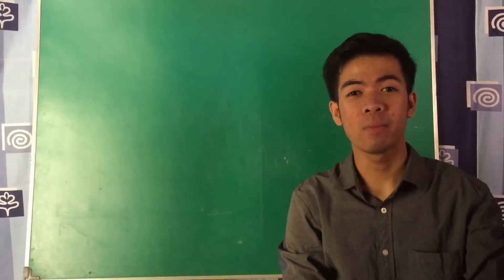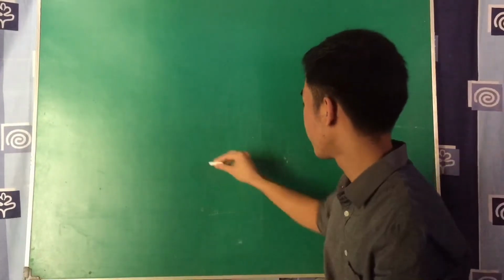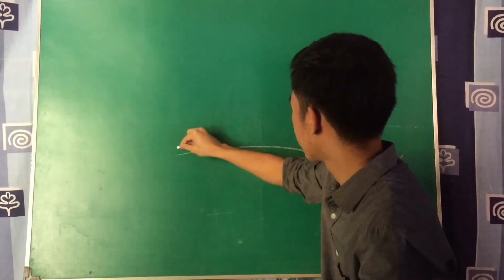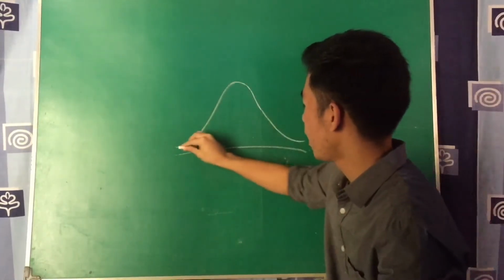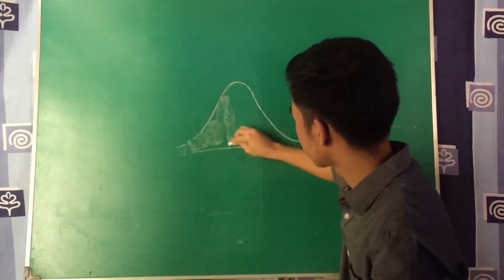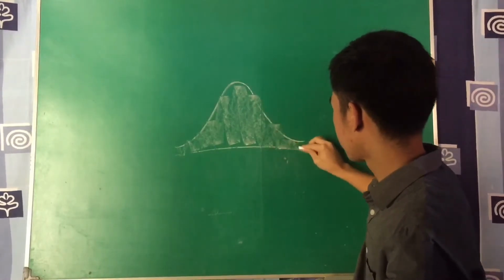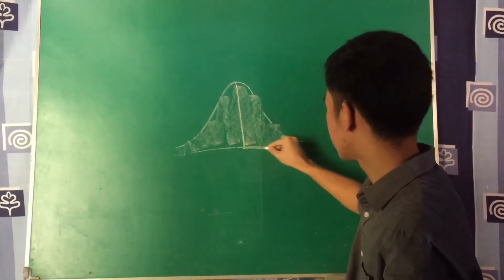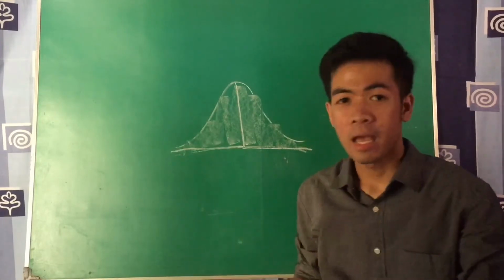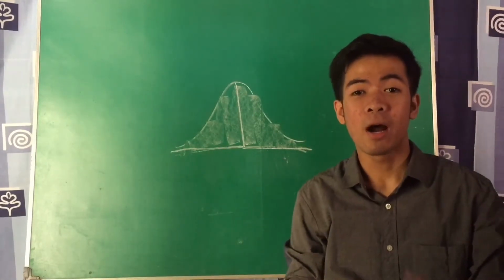Some properties of normal distribution include a bell curve shape, a total area of 1, symmetrical, and the mean, median, and mode are all equal.